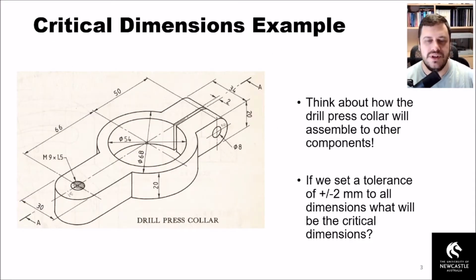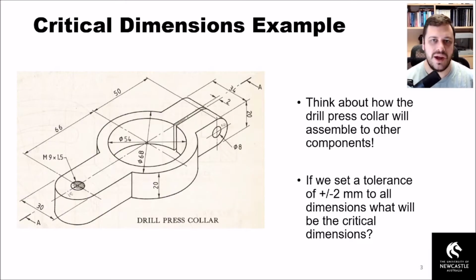Okay, so let's come through to an example. So critical dimensions as an example. What we're going to look at firstly is the drill press collar. So what you want to try and think about is how the drill press collar will assemble to other components. So you want to think about how it may assemble to different components. So this will basically mount, if you like, into this cylindrical section, and this thickness may be important here. We'll run through that in a little bit more detail shortly.